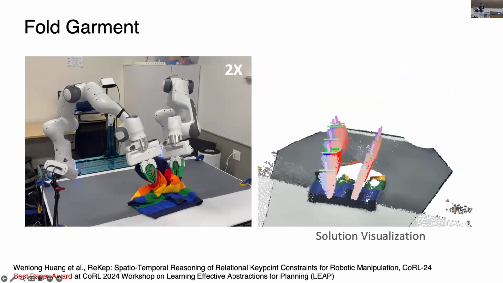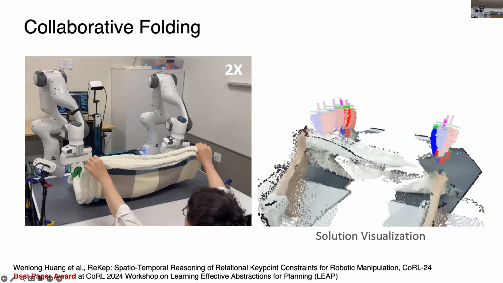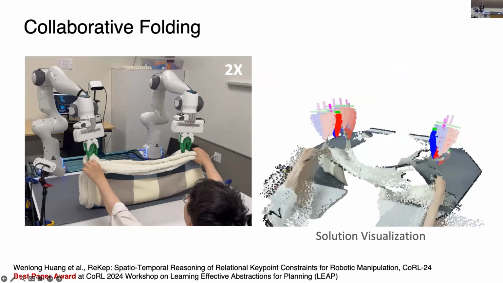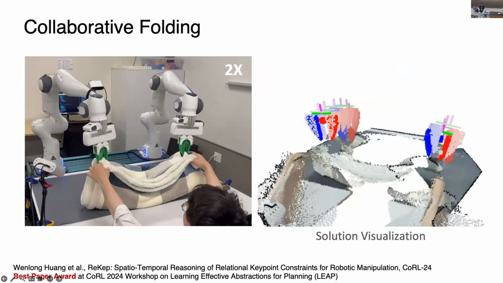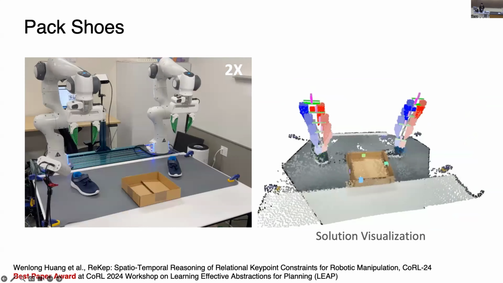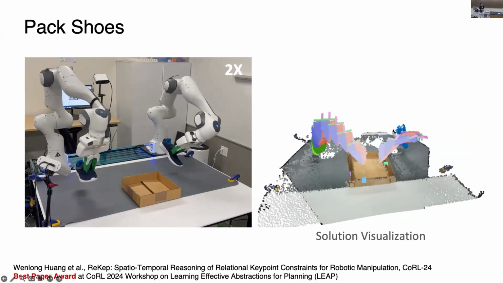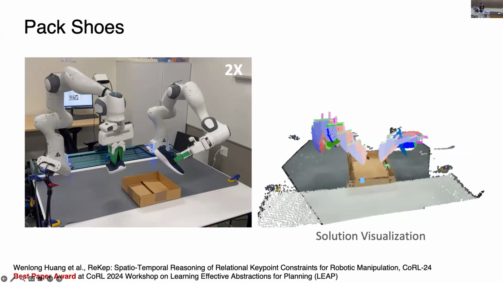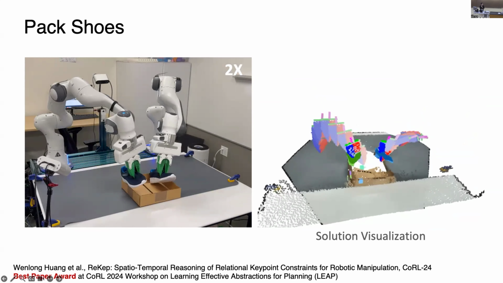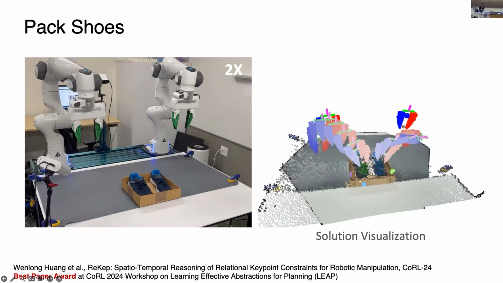Another example is some collaborative folding, where the robot is constantly tracking the movement of the human hands and trying to move the corners of this cloth closer to the human hands in order to do this collaborative folding. Another example would be to pack these 2 shoes into this box, which also shows the type of coordination the robot can do in order to use this spatial temporal key point constraints as a specification of the task.